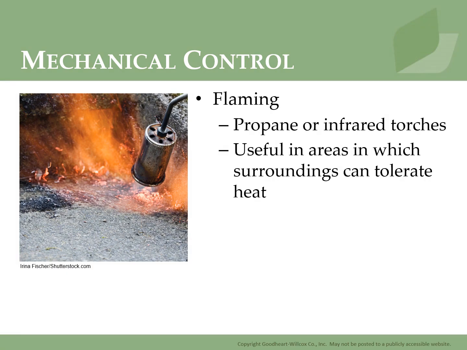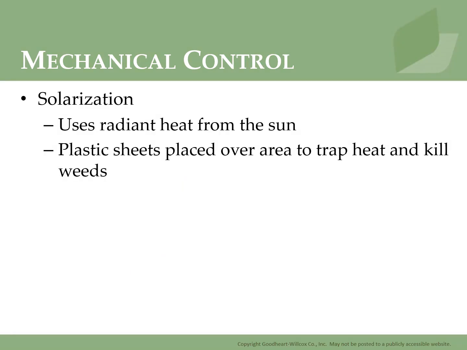Flaming uses high temperature from a flame weeder to disrupt cellular membranes and causes dehydration, which results in plant death. Solarization uses the radiant heat from the sun to kill weed populations. Plastic sheets are placed on the beds, trapping solar radiation to raise temperatures.